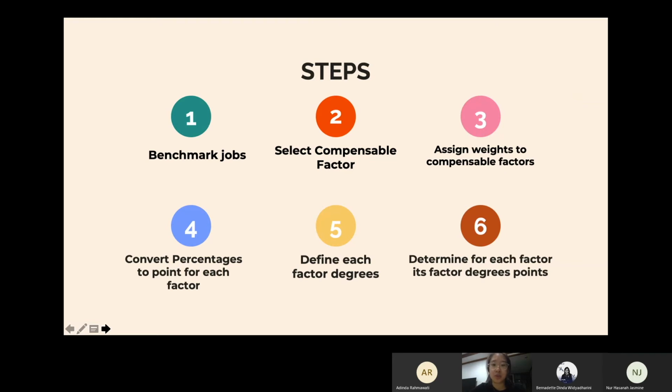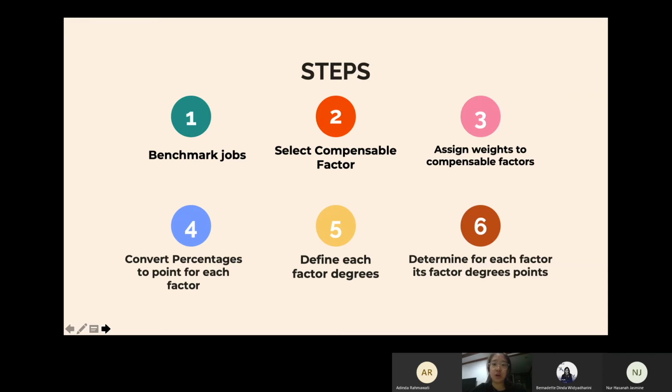And second, to select compensable factors. The choice of compensable factors depends on tradition and on strategic and practical considerations. For instance, if the firm's competitive advantage is quality, you might substitute responsibility for quality. And the third one is assign weights to compensable factors. This is to determine the relative importance of each factor. It is crucial because in each cluster of jobs, some factors are bound to be more important than others are.